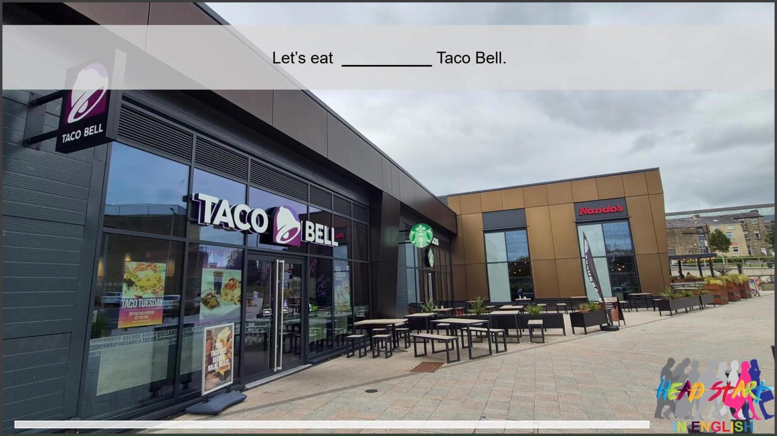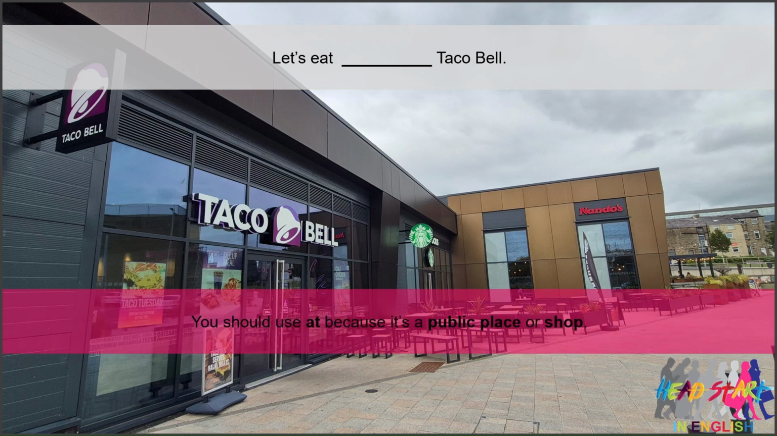Let's eat something Taco Bell. Let's eat at Taco Bell. In this case, Taco Bell is a shop. It's also a public place that anybody can go to, so we use at. Why is it not in Taco Bell? Well, look at the photo. The photo is the outside, the exterior of the store, not the interior.